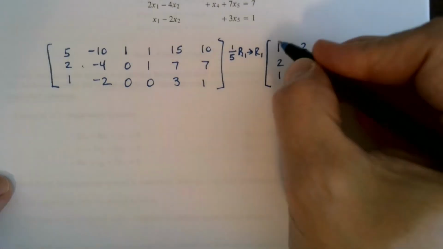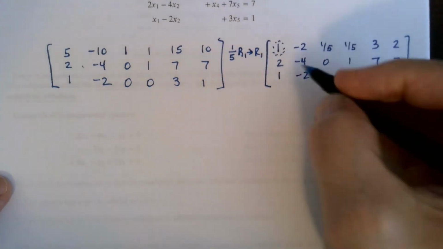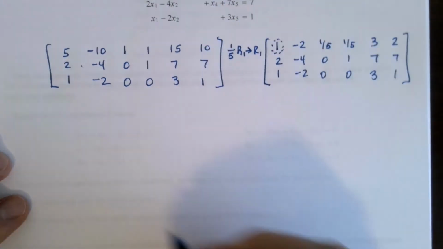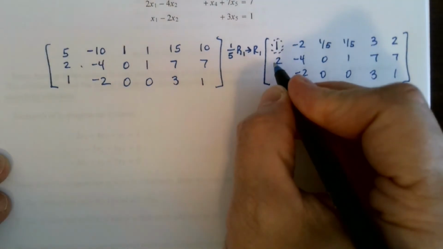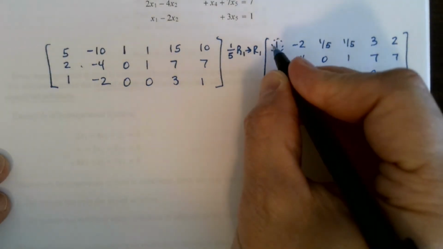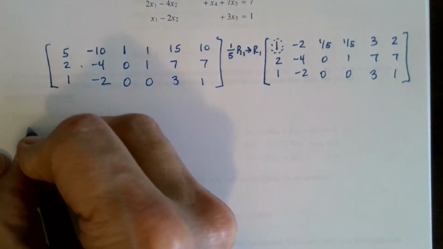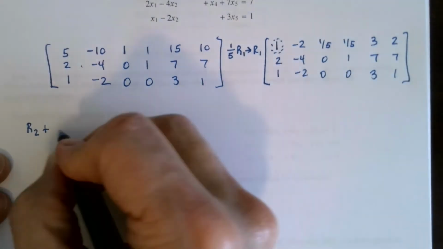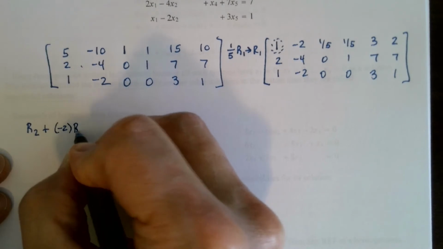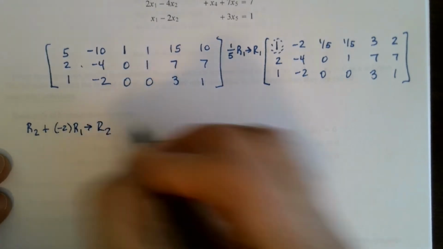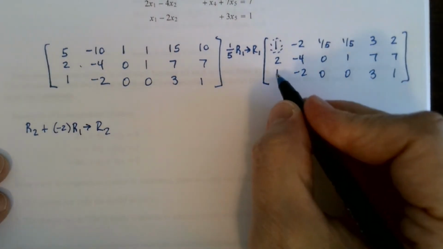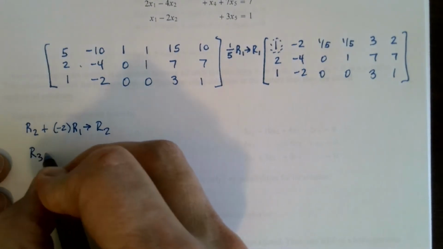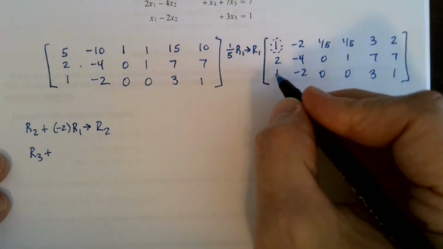Okay, so there's that. Now, we got our leading 1. What do we do now? Remember, zeros underneath. Zeros underneath. So how do I get a 0 here? Well, I'm going to use the pivot row 1. So I'm going to take row 2 and I'm going to add what? The opposite of 2 is negative 2 times row 1. And I'm going to replace row 2 with that result. And then I'm also going to adjust row 3 by adding what? The opposite of 1 is negative 1.